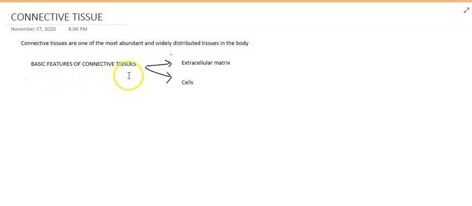The basic features of connective tissue. When you see a section of connective tissue under the microscope, you can find two basic elements. They are extracellular matrix and cells. Cells make up tissues, so there is no doubt in that. So why do we say cells and extracellular matrix?